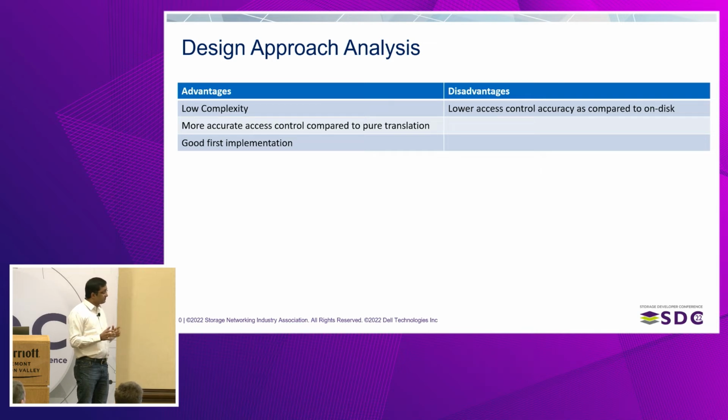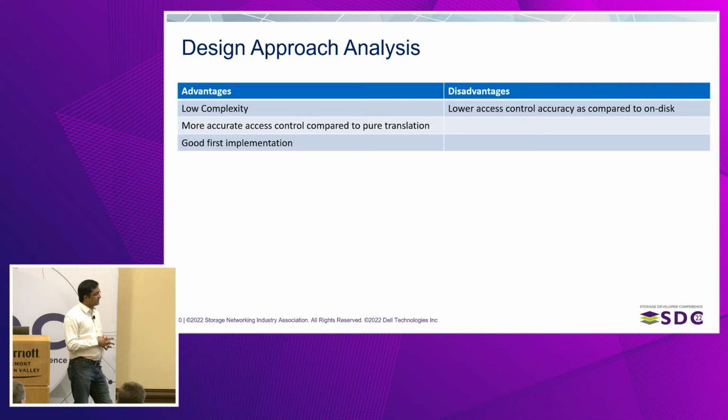The disadvantage is that it is definitely a lower level of accuracy in the access control as compared to putting the POSIX ACL directly on disk. I mean, there's no way around it. That is a fact.